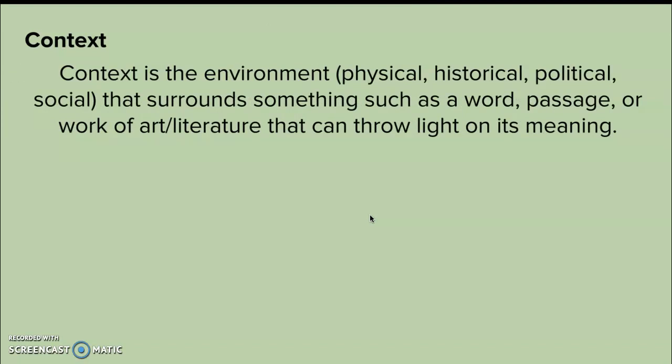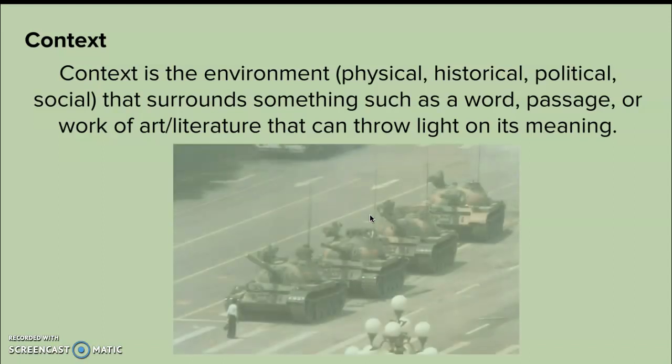The first thing that we need to talk about is context. So if you want to pause the video now and write down this definition, that would be a great idea. It's just for revision. Context is the environment that surrounds something, such as a word, a passage, or work of art or literature that can throw light on its meaning. So basically the circumstances of when something was created.